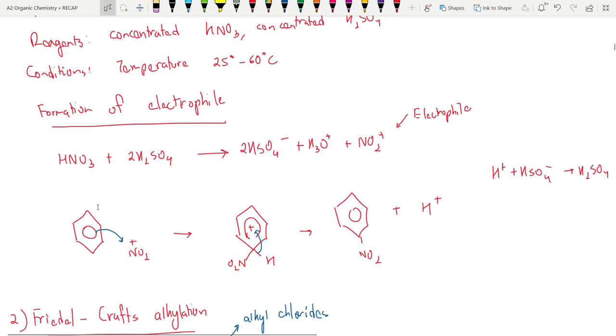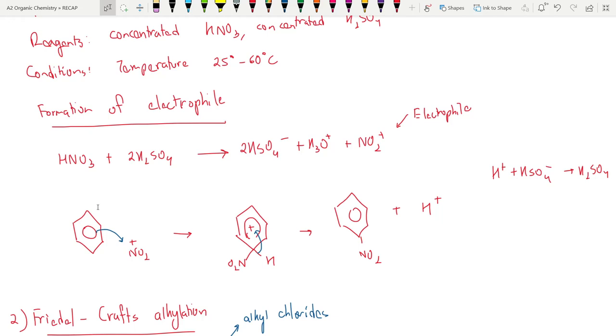So this is the mechanism. Make sure you draw curly arrows, and they need to be drawn from the nucleophile to the electrophile. Although the electrophile is attacking the benzene ring, the arrow will always be from the nucleophile to the electrophile. So in the first step, you will draw the arrow from the benzene ring to the electrophile. Then we'll get this intermediate, the one I've discussed above.